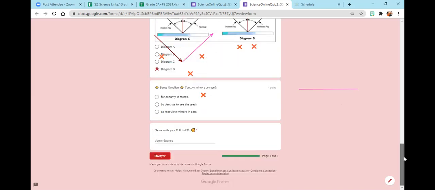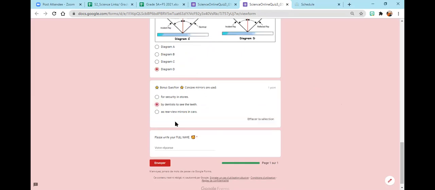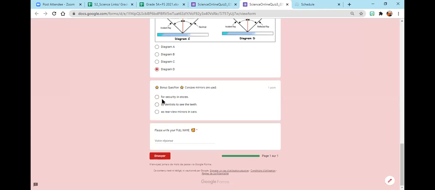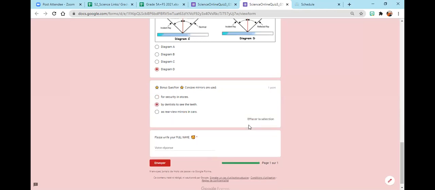Last question. Concave mirrors. Where are concave mirrors used? By dentists. Good job. The dentists need a mirror to make a tooth bigger so they can see clearly inside the mouth. So they need concave mirrors. In stores, we use convex mirrors that help us see everything. They give a wide image of what's inside the store. So this is convex. In cars, we use convex mirrors.